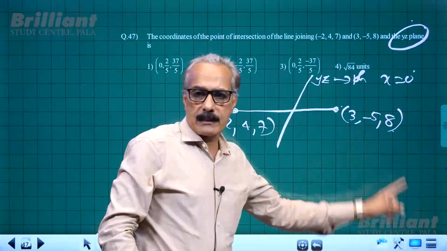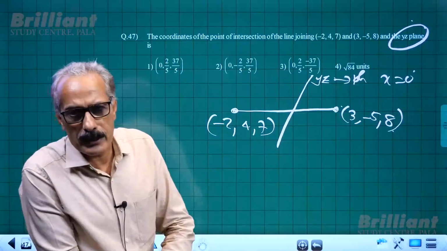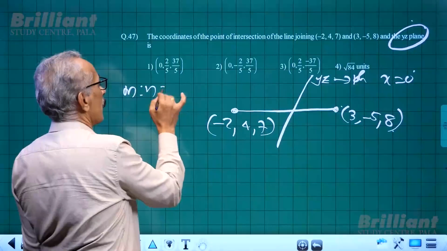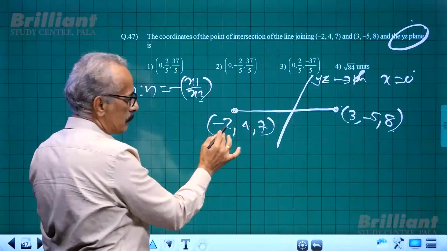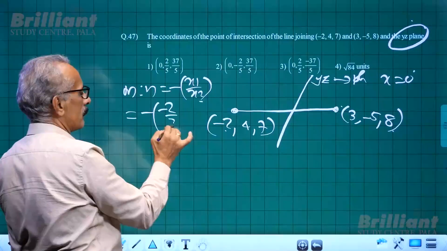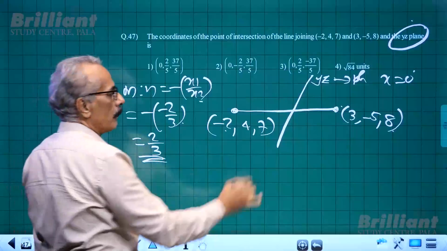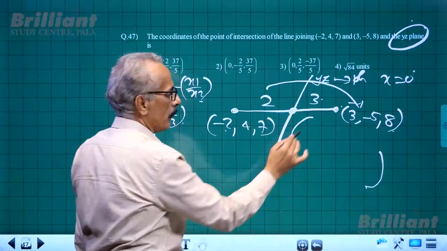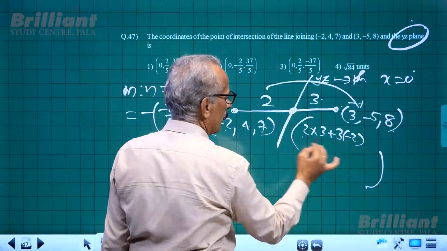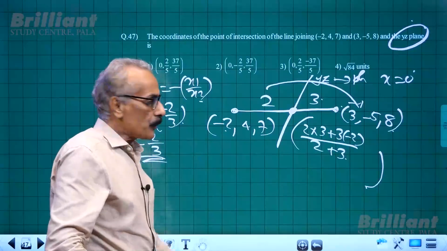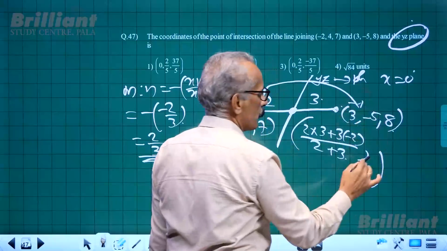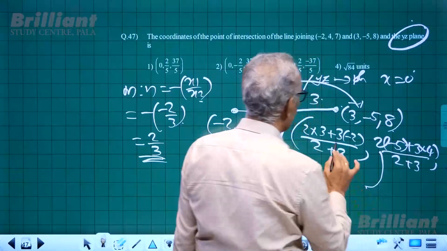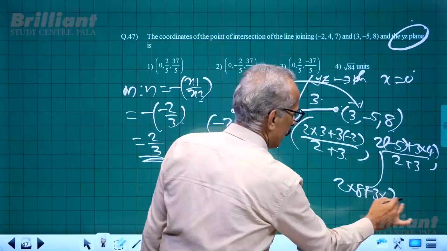YZ plane divides the segment joining these 2 points in the ratio, remember, minus x1 by x2. So here m is to n will be minus x1 by x2. What is minus x1? That is minus of minus 2 by 3, that means 2 is to 3. Since you know the ratio, you know how to find the point. Internal ratio: mx2 plus nx1 divided by m plus n, that is 2 into 3 plus 3 into minus 2 divided by 2 plus 3, comma, 2 into minus 5 plus 3 into 4 divided by 2 plus 3, comma, 2 into 8 plus 3 into 7 divided by 5.